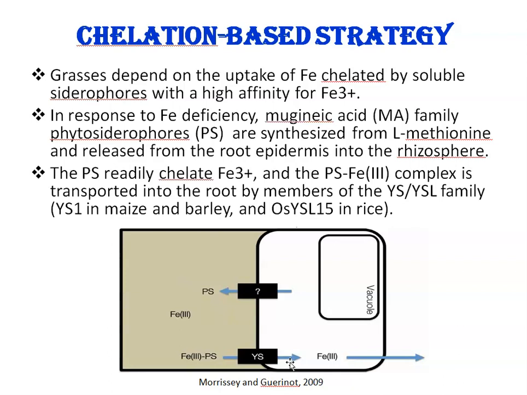So actually the chelation strategy is less sensitive to pH than reduction strategy. And there is a strong correlation between the volume of PS, meaning these phytosiderophores released, and resistance to iron limiting soils. For instance, barley, which is adapted to alkaline soils, releases a much greater volume of PS than most of the rice species, which are adapted for growing in anaerobic soil, where iron is more soluble, right?